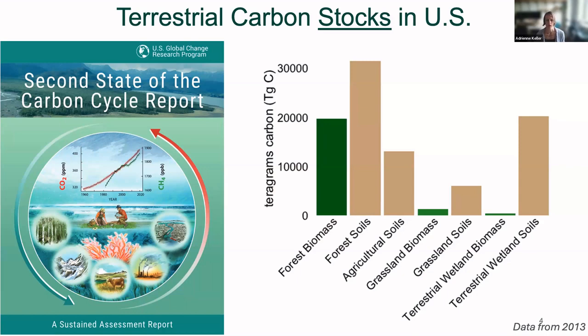So here we have teragrams of carbon, so how much carbon is stored in the US in forest biomass, grassland biomass, and terrestrial wetland biomass. So those are the green bars. And then there's a significant amount of carbon that's stored not in our biomass, but in our soils. So our forest soils, our agricultural soils, grasslands, and wetlands. So we can see that our forests are really important, both in terms of how much tree biomass they have, but also in carbon storage below ground in their soils.